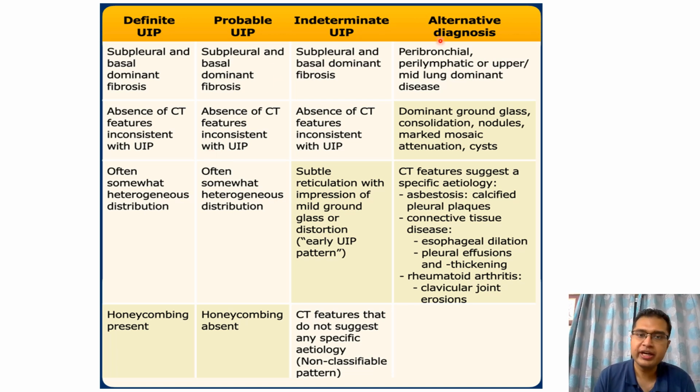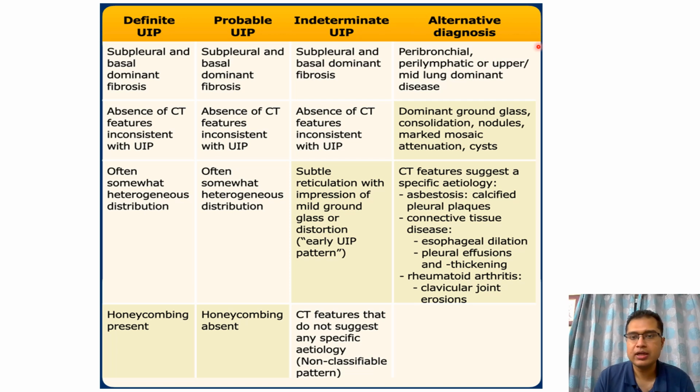Then how to differentiate indeterminate from definite and probable? In indeterminate, there are subtle reticulations with impression of ground glass opacities. That is, early UIP pattern is seen in case of indeterminate, while in case of definite and probable, there will be somewhat heterogeneous distribution. Another important thing that we have to remember to differentiate between definite and probable is honeycombing is present in definite while it is absent in case of probable.